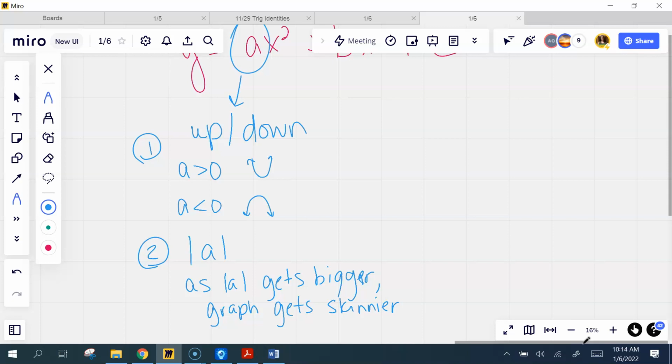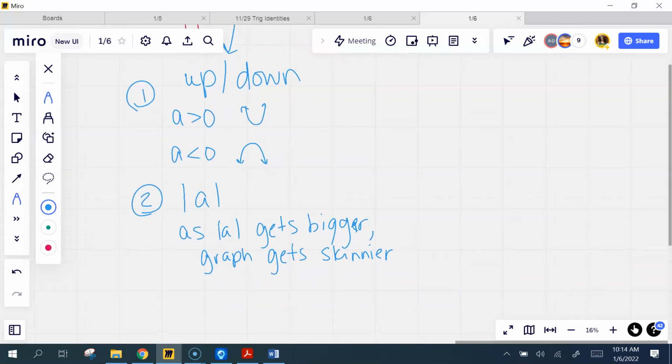So it's kind of the opposite of what you think would happen. That's why I said be very careful here as you look at this. And so then as A gets smaller, if I'm talking about absolute value of A getting smaller, so I can't be negative, what am I talking about here? What kind of numbers are really small but they're not negative? Fractions, decimals. Less than one is really what I'm looking at here. So as A gets smaller, my graph gets wider.